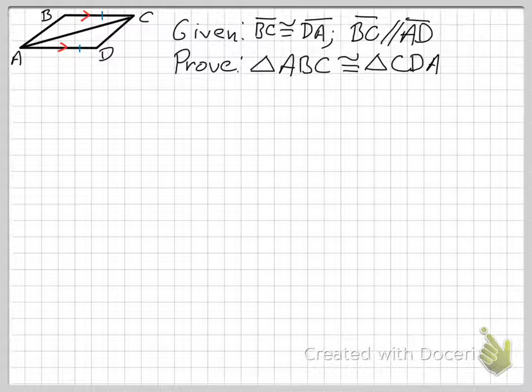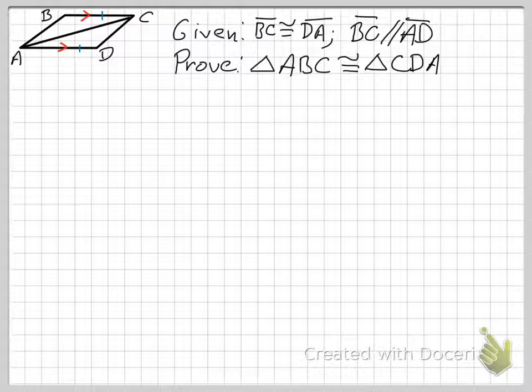All right, so to start off, we have this figure given. Line segment BC is congruent to line segment DA, and line segment BC is parallel to line segment AD, and we need to prove that triangle ABC is congruent to triangle CDA. You should have this all written down in your notes, so no need to rewrite this unless you were absent, of course. And anytime in the presentation, feel free to pause.